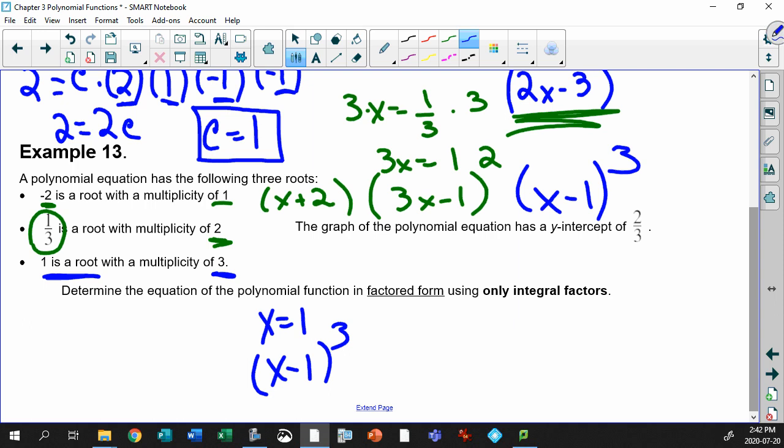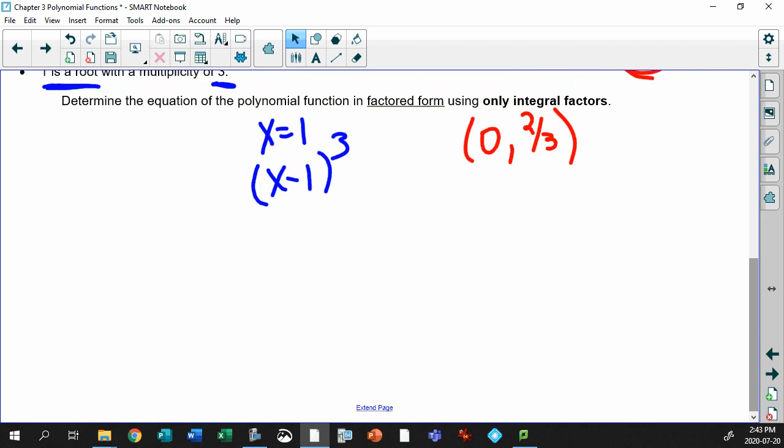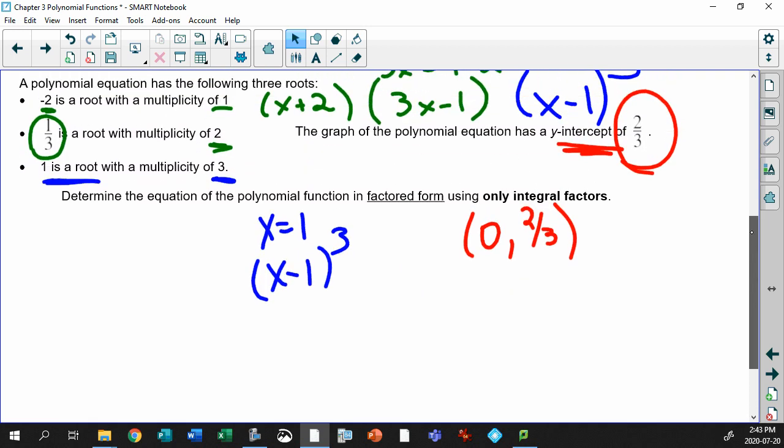Now, the only problem here, folks, is this. This graph has a y-intercept of 2/3. Remember what y-intercept means. That means the x value is 0, the y is 2/3. Aha! So do we have some kind of scale factor that we have to worry about? Probably. Yeah. Okay. So I'm going to rewrite everything down here because we're going to need some room for this.